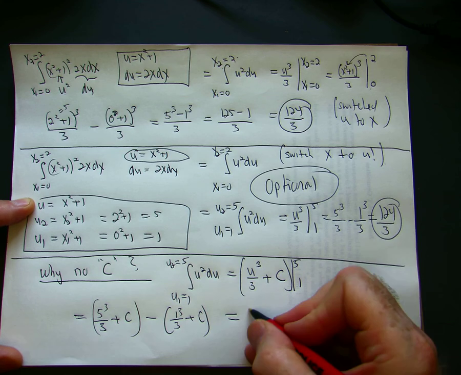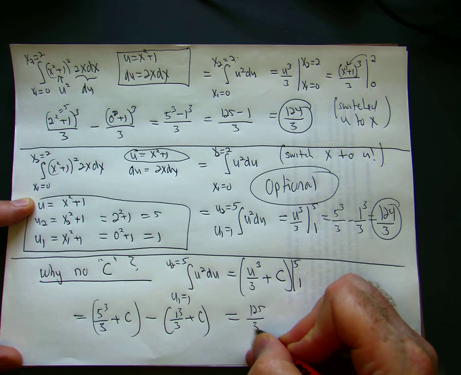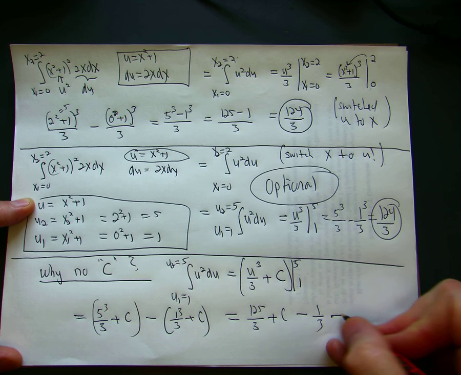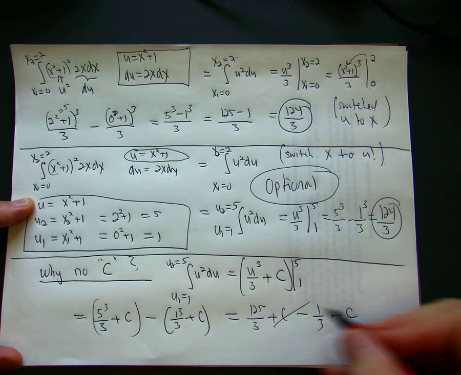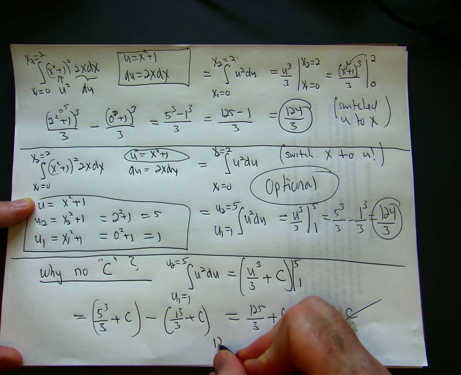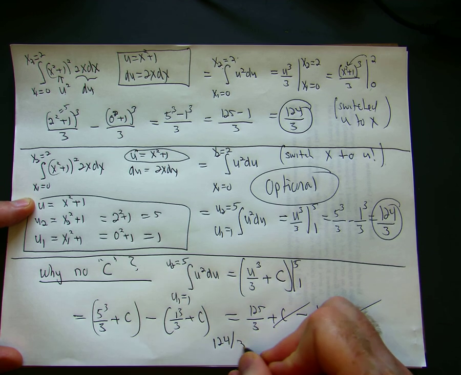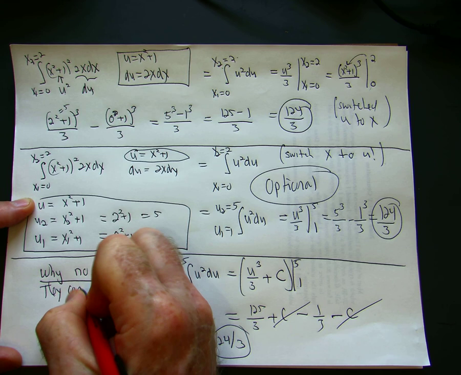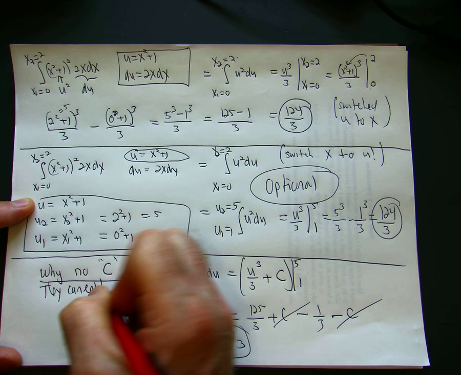Do the math. 125 over 3 plus C minus 1/3 minus C when you distribute. And look what happens. They cancel. And I get, what do I get? The same thing. 124 over 3. So why no C? They cancel. But if you want to put the C in there, by all means do so.